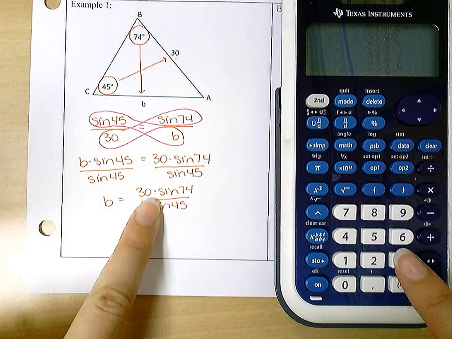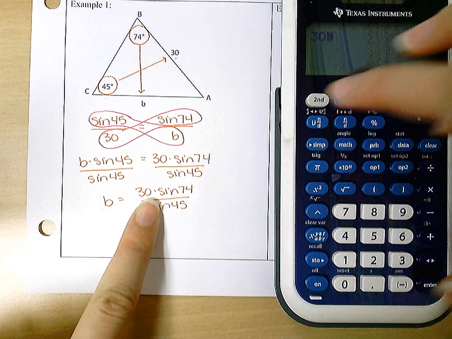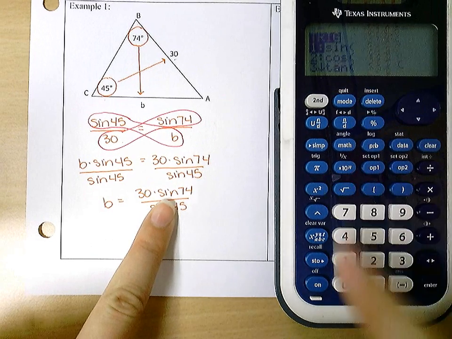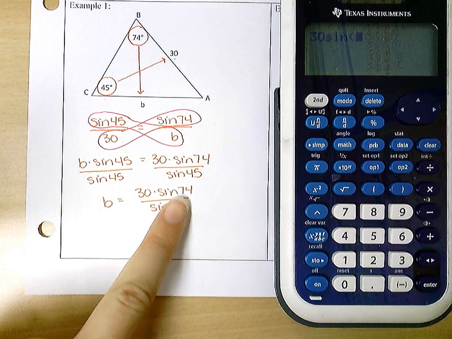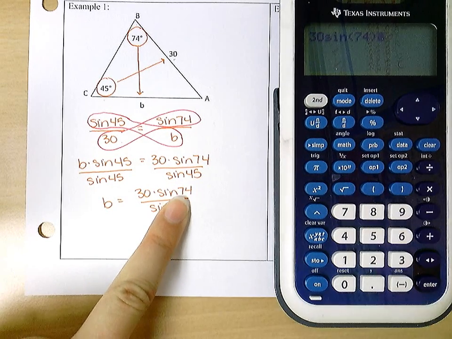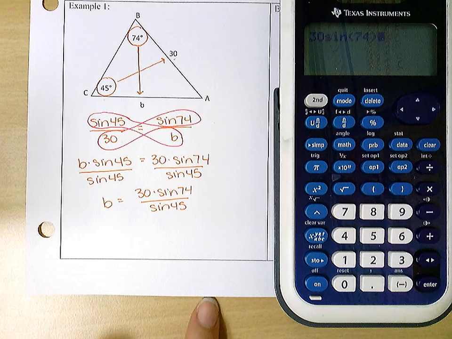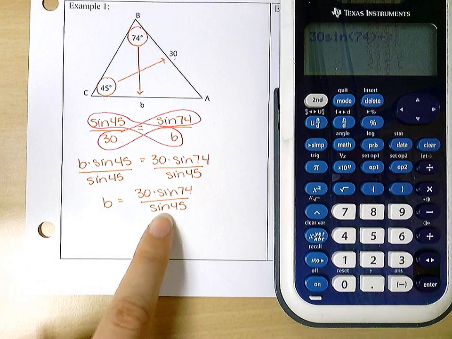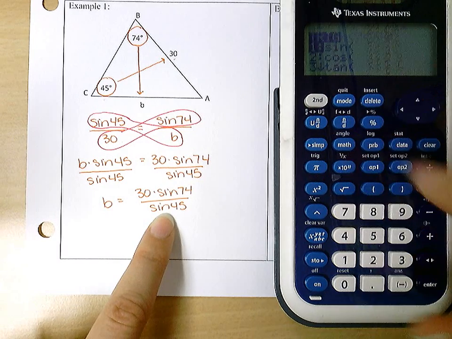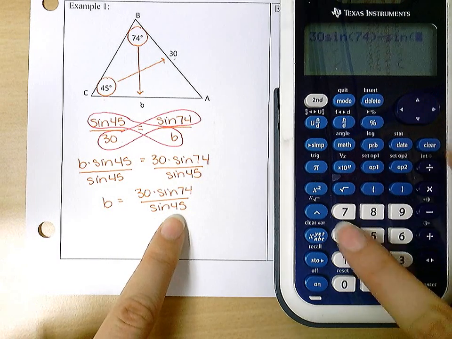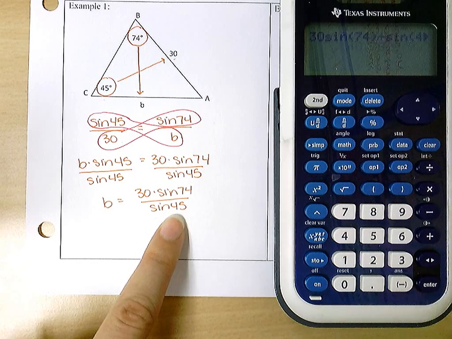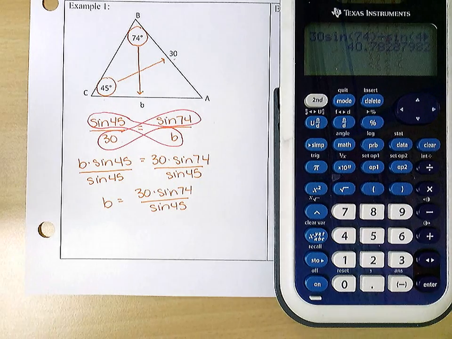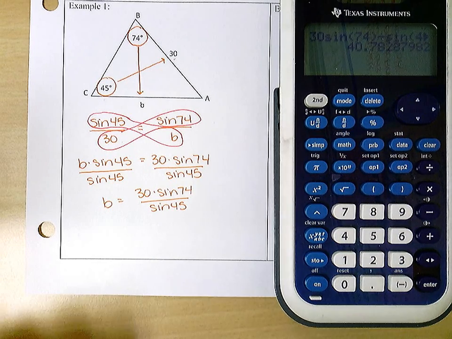So here, I would take 30, then press your sine button, of 74, and end your parenthesis. Then divide by the sine of 45, end your parenthesis, and press equals. So I got about 40.8. I know it's kind of hard to see.